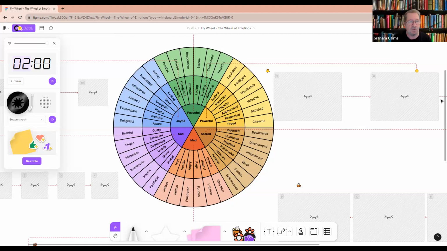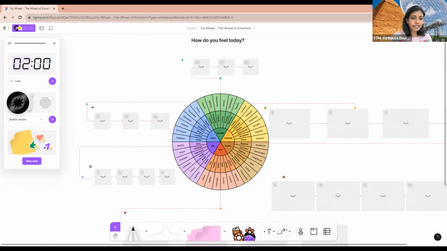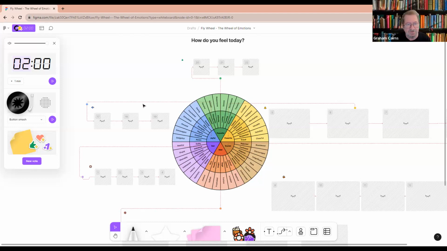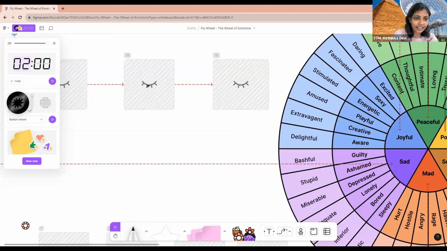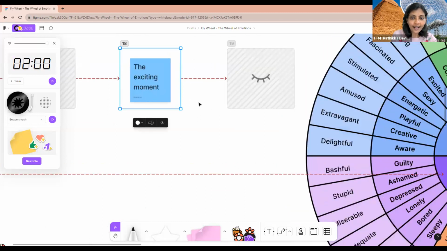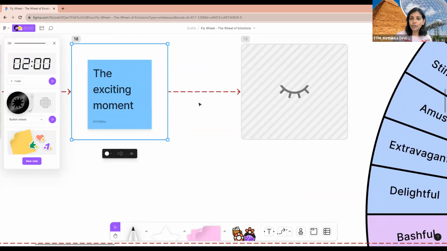I'm going to choose joyful. Joyful. Okay. You have 17 to 19 to be selected. Can you pick one of it? 17 to 19. All right, I'll go 18. 18. Okay, let me open and see what is there for 18. So, Graham, why don't you explain to us the exciting moment? One exciting moment that you had in your life.